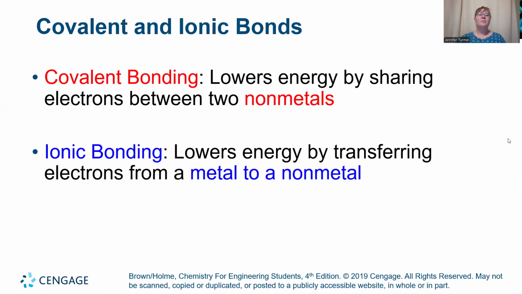All right, so first of all, we're going to be talking about a couple different kinds of bonds. One is covalent bonds, and in covalent bonds, we lower the energy of the molecule by sharing electrons between two nonmetals. And in ionic bonding, we lower the energy by transferring electrons from a metal to a nonmetal. So the lower the energy, the better. It's kind of like an energy well where you settle in. And so in ionic bonding, you have that transfer of electrons, that give and take. The metal gives electrons to the nonmetal. And then in covalent bonding, you have sharing between two nonmetals.